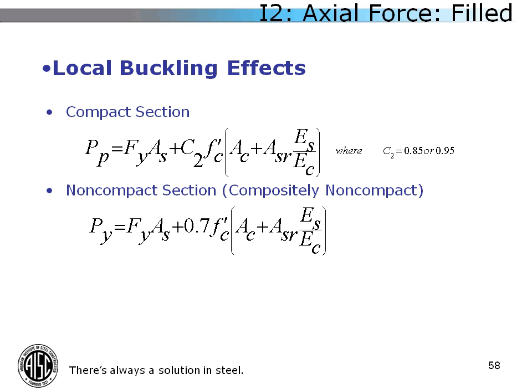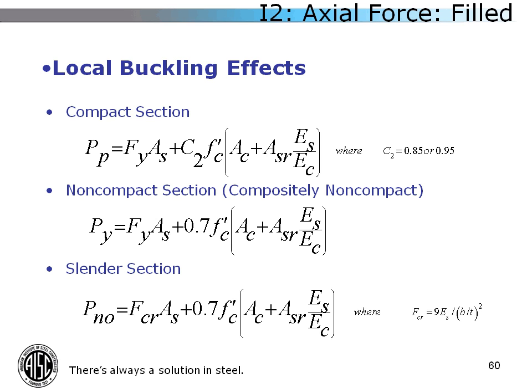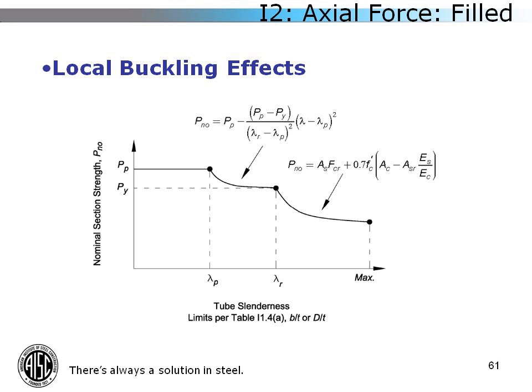And then the third type of section is a slender section. In this section, your steel can no longer develop its full plastic capacity. It now can buckle. And so you have a similar equation. You just use a buckling term, F sub cr, instead of F sub y. Now, if you plot these, it shows like this. You've got your compact section, transition down, and your slender section all the way out to the maximum D over T or B over T values within the specification.